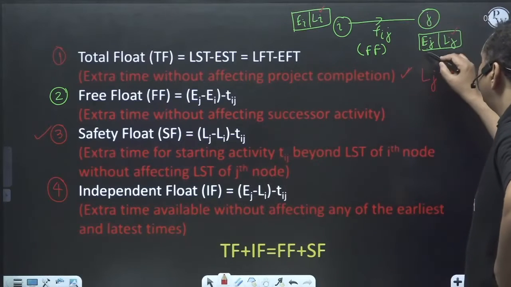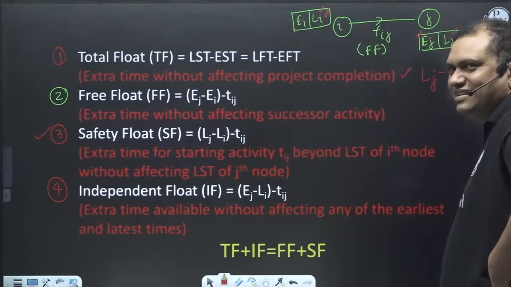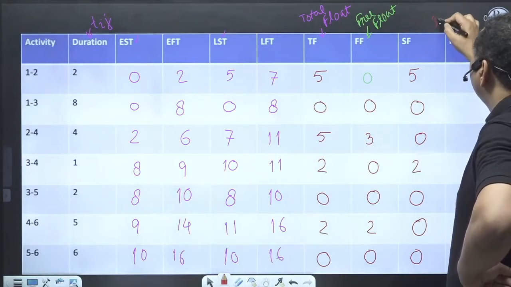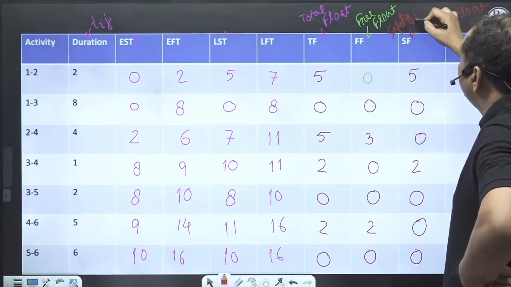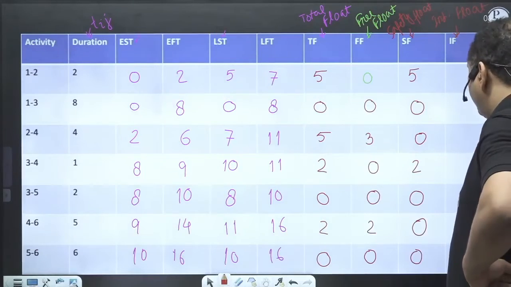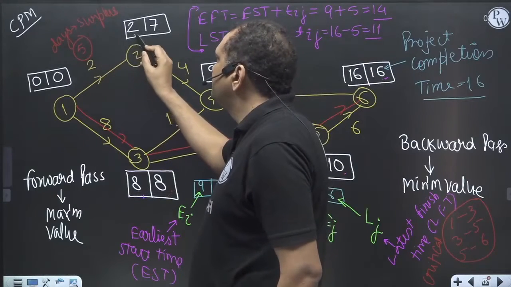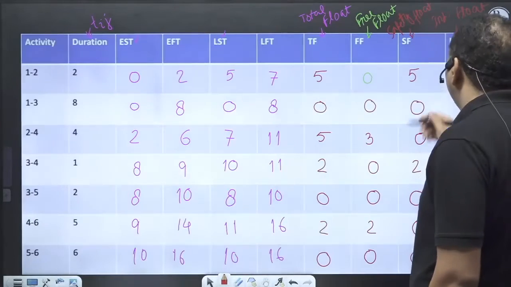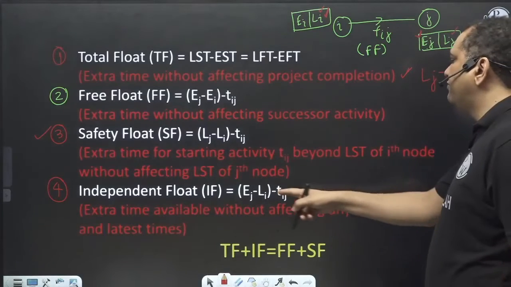Now, independent float. Ej minus Li minus Tij is the independent float. And this is the safety float. So now activity 1 to 2: Ej minus Li minus Tij, 2 minus 0 minus 2 is 0. I am calculating the independent float, and the independent float is Ej minus Li minus Tij.